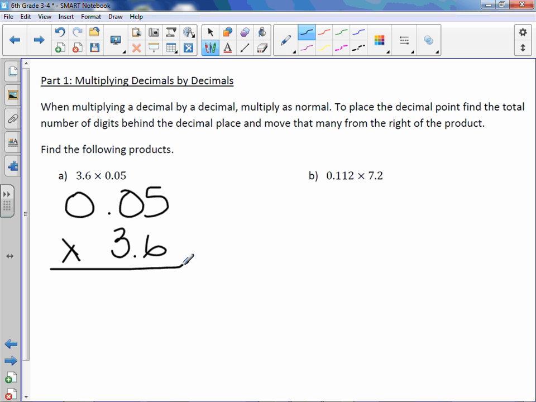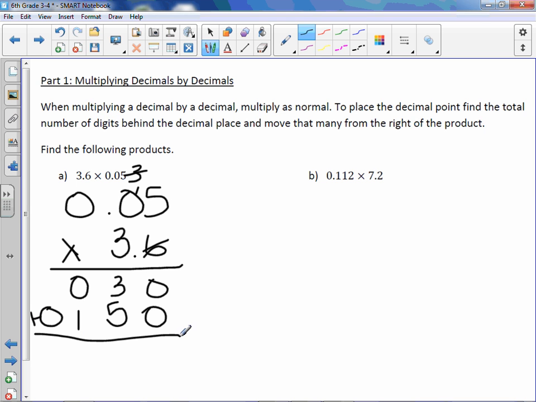Multiply as normal. 6 times 5 is 30, carry the 3. 6 times 0 plus 3 is 3. And 6 times 0 is 0. Put your placeholder. 3 times 5 is 15, carry the 1. 3 times 0 plus 1 is 1, and 3 times 0 is 0. Add them up.